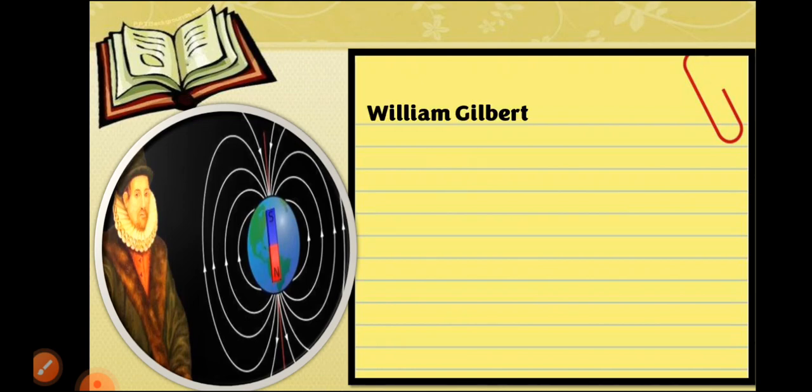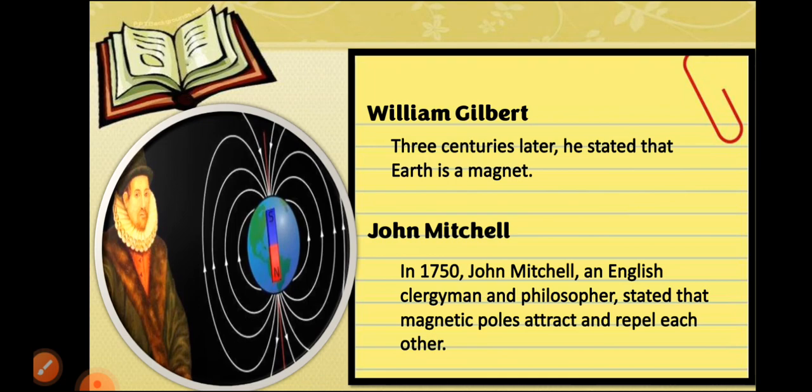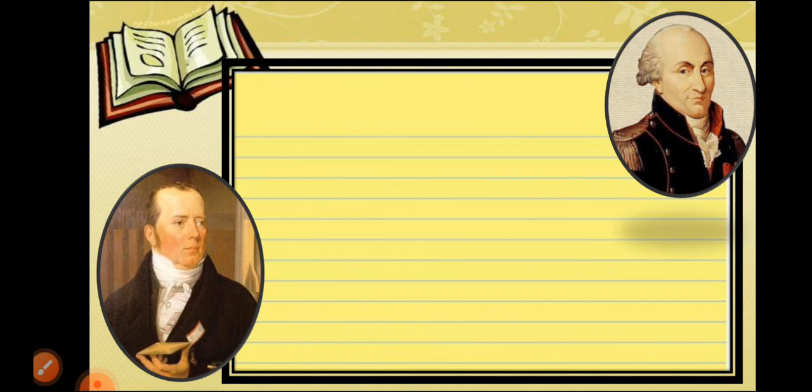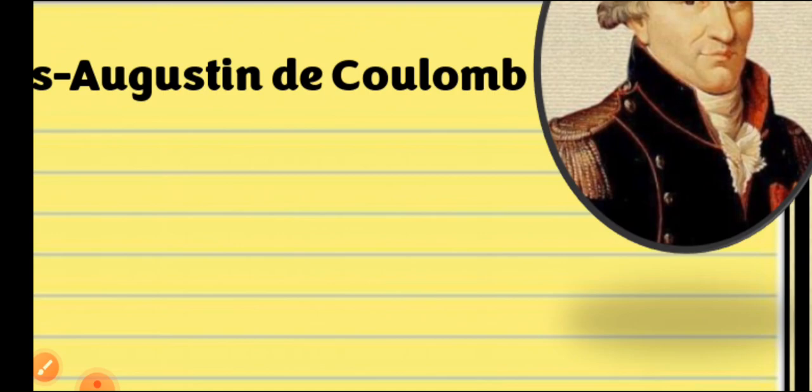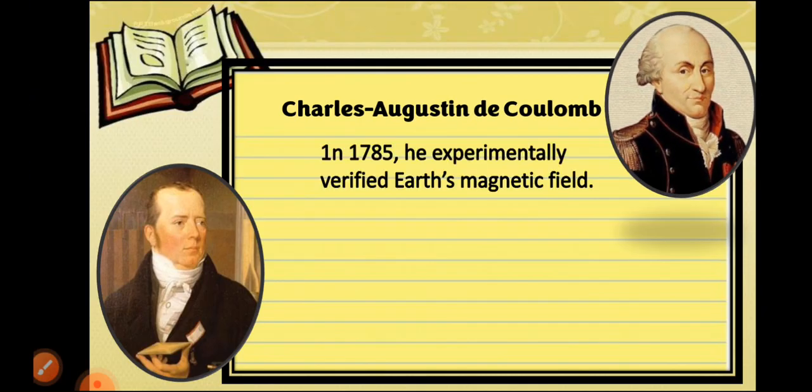Next, we have William Gilbert. 3 centuries later, William Gilbert stated that Earth is a magnet. In 1750, John Mitchell, an English clergyman and philosopher, stated that magnetic poles attract and repel each other. Next, we have Charles Augustin de Coulomb. In 1785, he experimentally verified Earth's magnetic field.